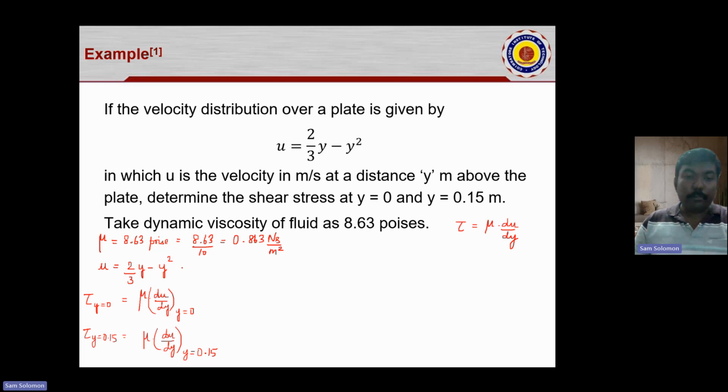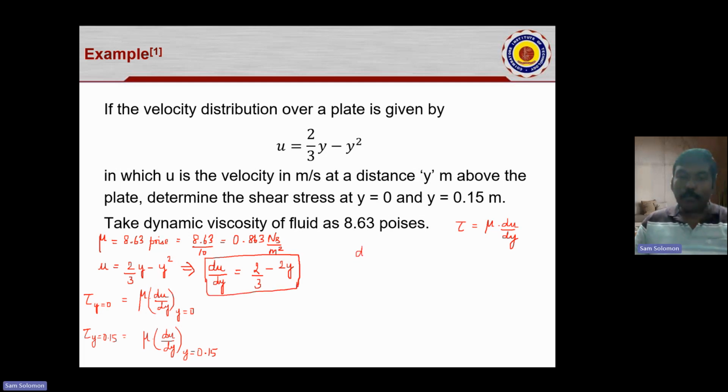So we know the value of u. So what is du by dy? We have to differentiate u with reference to y. So that is 2 by 3, differentiating y, we get 1. Y squared, when we differentiate it, we get 2y. So now what we require is du by dy at y equal to 0. So this is the value of du by dy. Let us put a box over it.